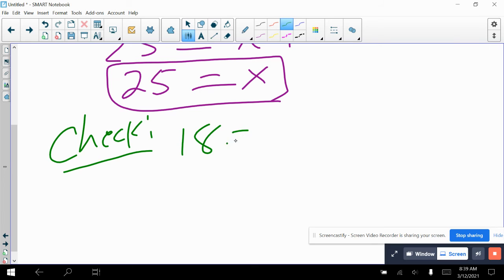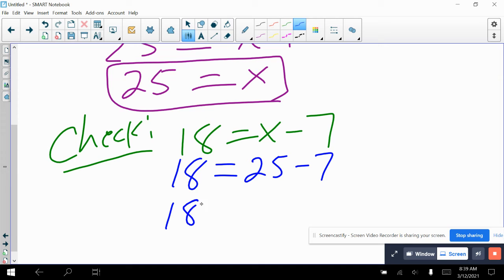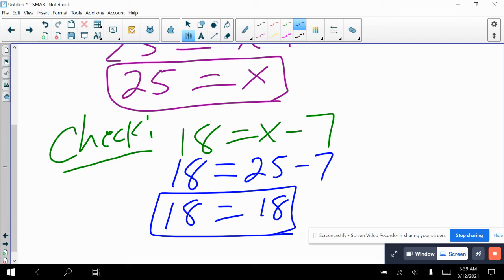So we have 18 is equal to x minus 7. We did say that our solution was 25. 18 is equal to, that would be 18. And we are balanced. So that means we got it right. Our solution is correct. So far, so good.